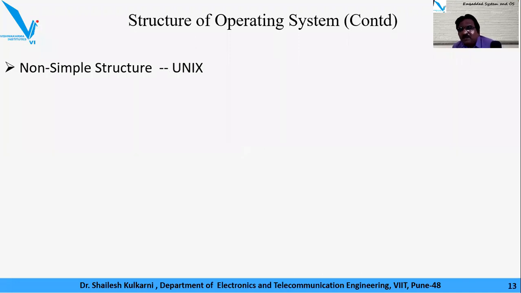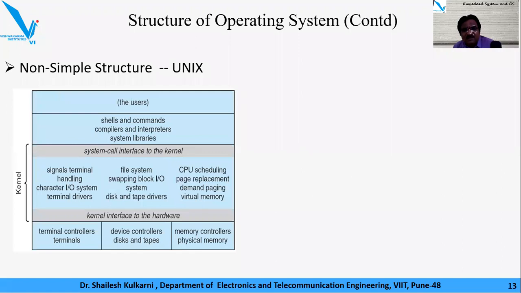Then if you see the Unix kind of structure, which is non-simple, you can see that there are so many things in it. Again, the concept should remain the same. We have different terminal controllers, device drivers, device controllers, memory controllers, and physical memory interface as hardware. Then we have different kernel services, like signal and termination handling, character IO system, terminal drivers, file system, swapping blocks for IO, disk and tape drivers. All these services are there in the kernel.